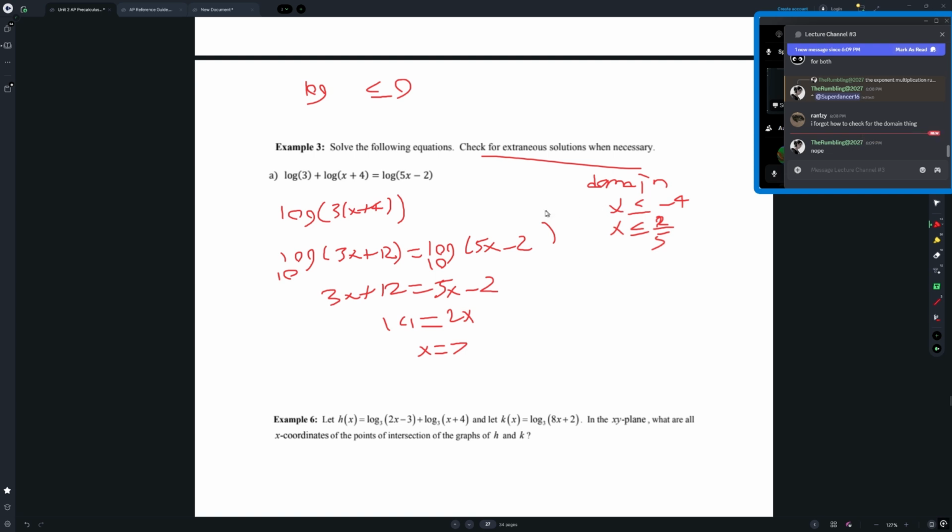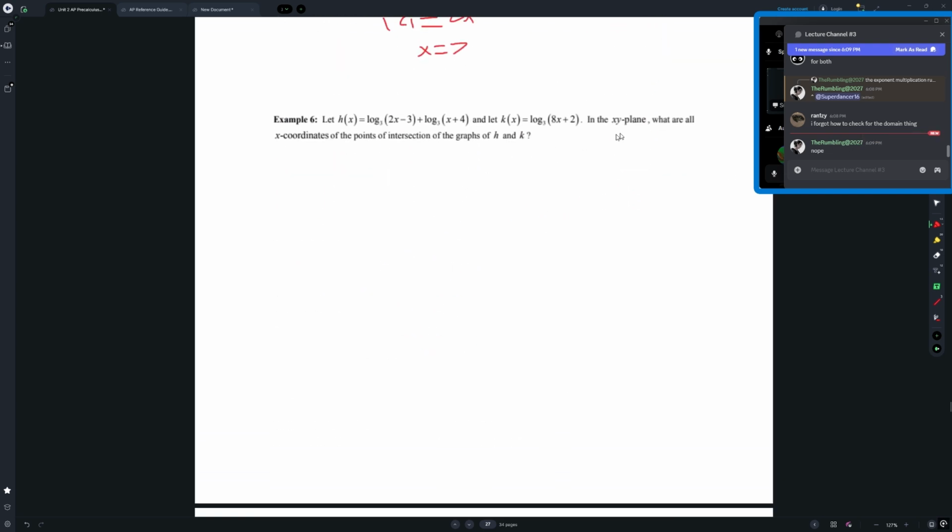Nope. So now in the xy plane where all the x coordinates are the points of intersection of the graphs h and k.